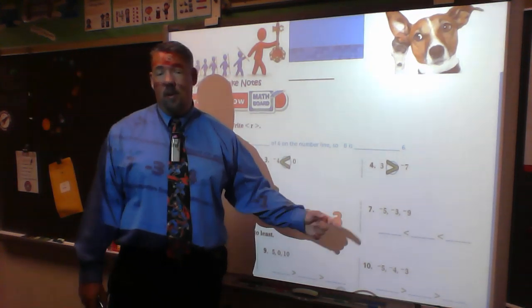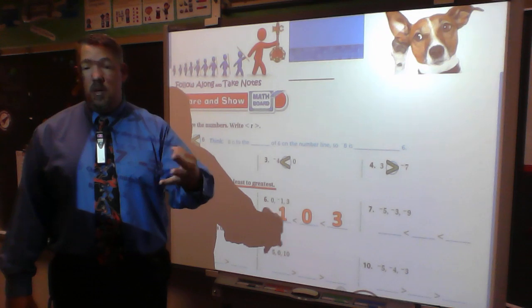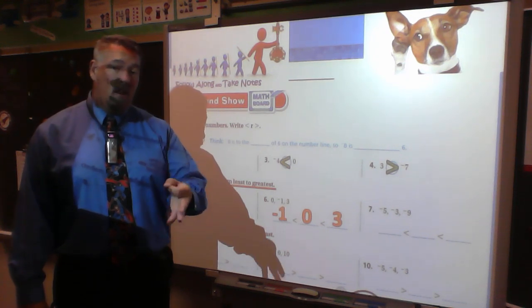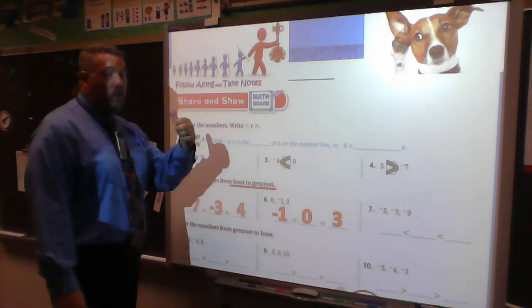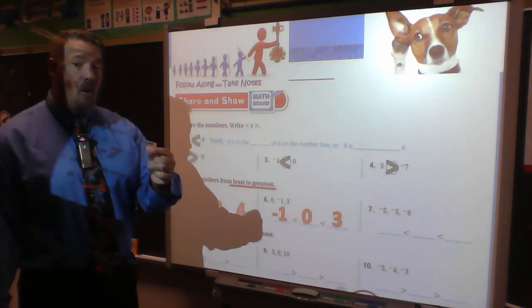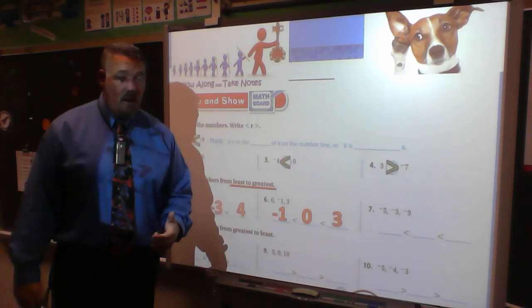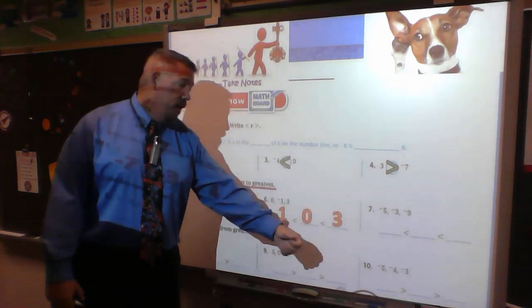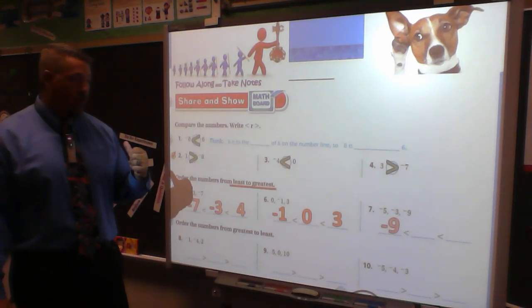Now on number 7, I have 3 negative numbers. Remember what we said from the beginning on the negatives. It's the one furthest away from the 0 that is the smallest value. When I look at my numbers, then I know negative 9 is further away than any of the others.